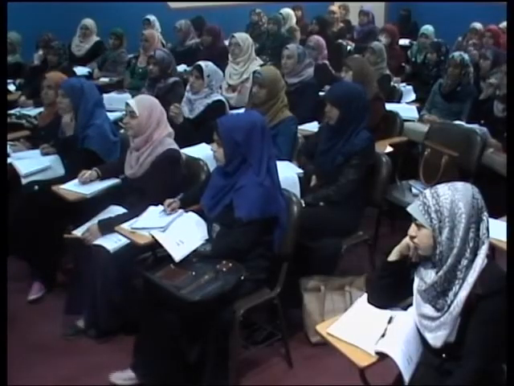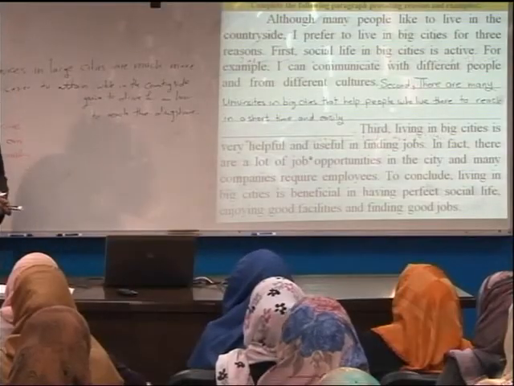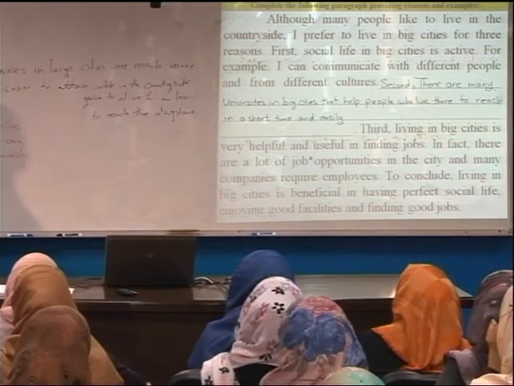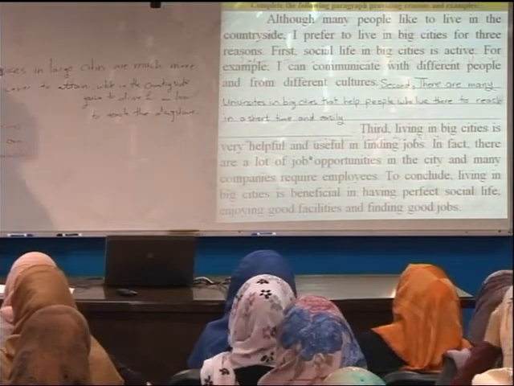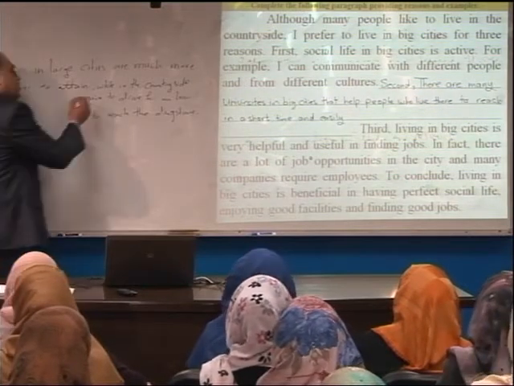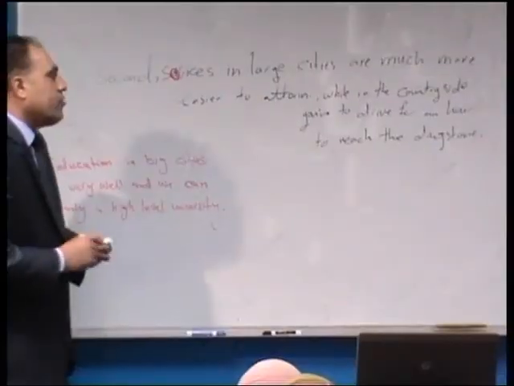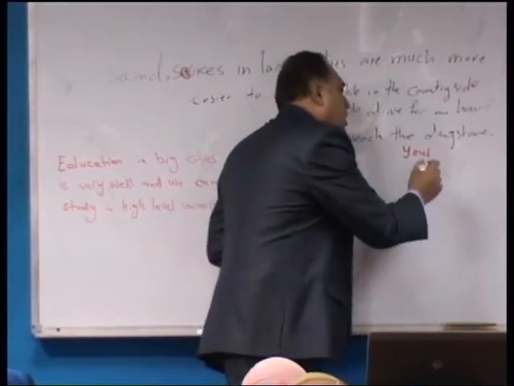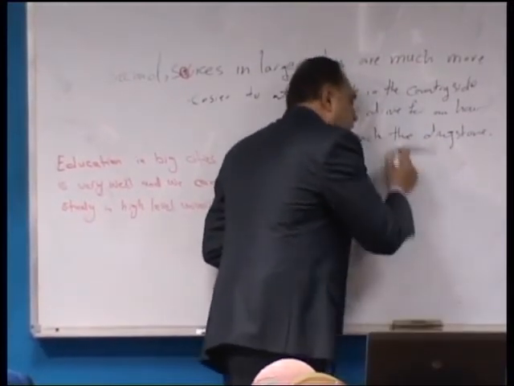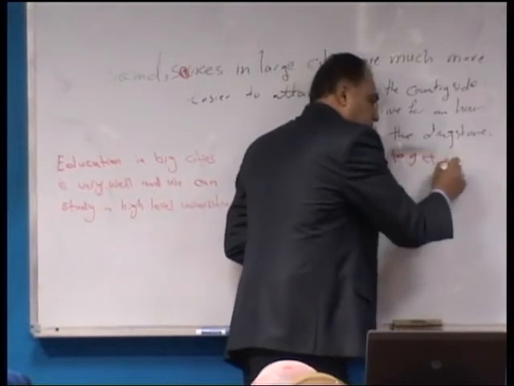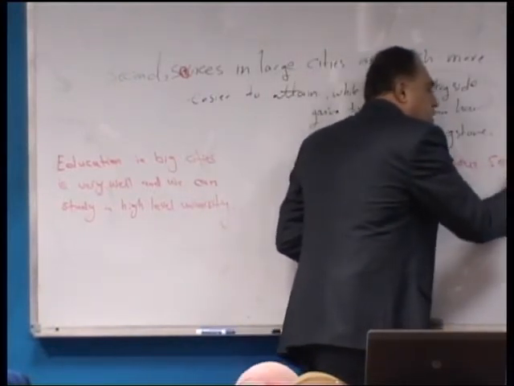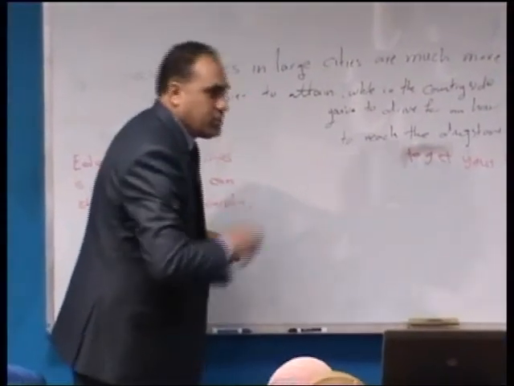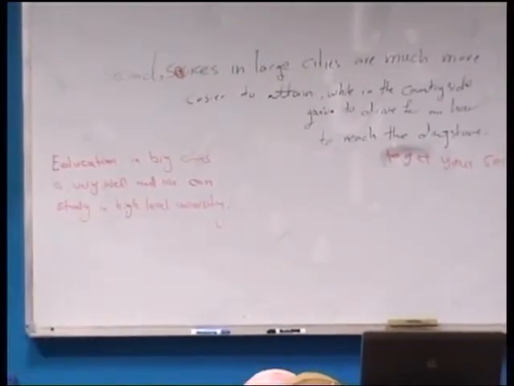All right, very nice, okay. All right, is this a clear idea? Yes. Is the idea clear? Yes. Does it get through? Yes, I think so. Services, all right, in large cities are much more easier to attain, while in the countryside you have to drive for an hour to reach the drugstore or to get your service, because we're talking about services in general, okay? Whereas the drugstore is just for 1 or 2 things that we need to ask. Very nice, very nice. Let's see the second example, the second idea.